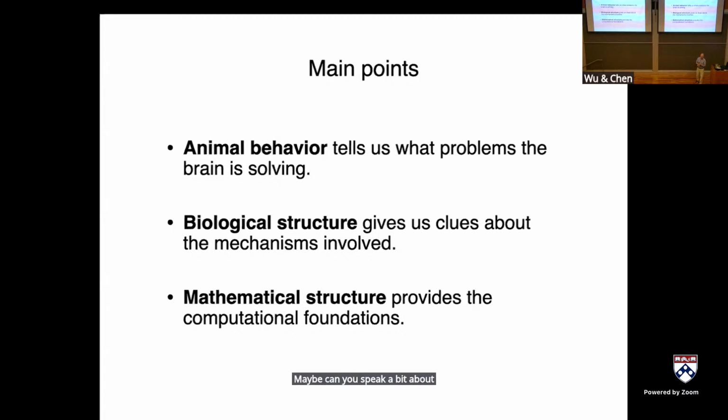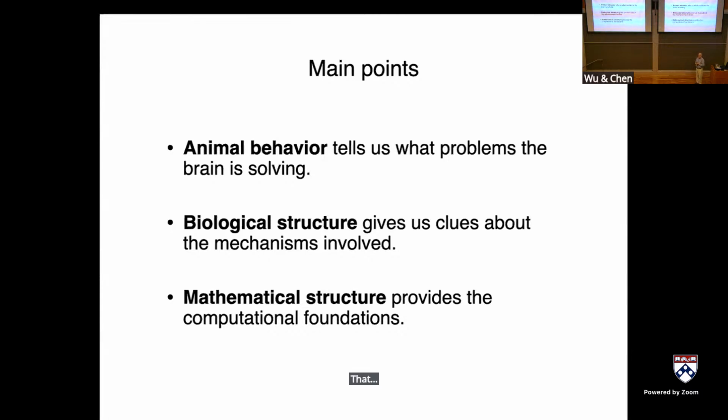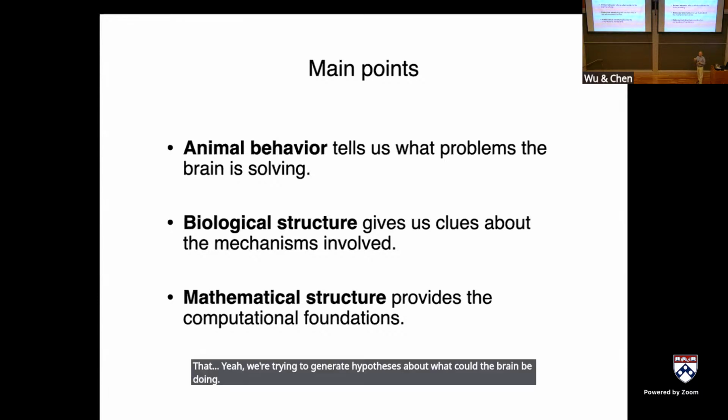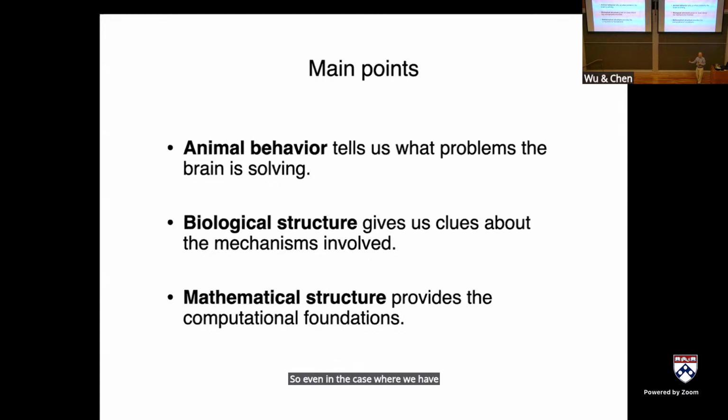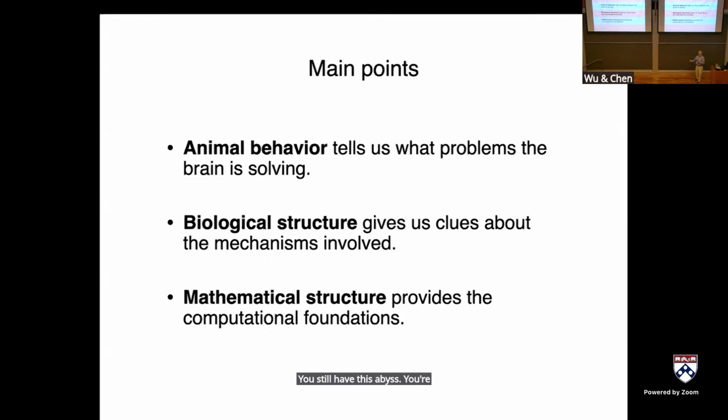Yeah, thanks. I guess you summarized it pretty well. Yeah, we're trying to generate hypotheses about what the brain could be doing, right? So even in the case where we have the fly connectome, which is a beautiful example, you have access to every possible neuron anatomically, right? You know its entire wiring diagram. You still have this abyss you're staring into. My God, what is that doing? And there's all kinds of structure there.